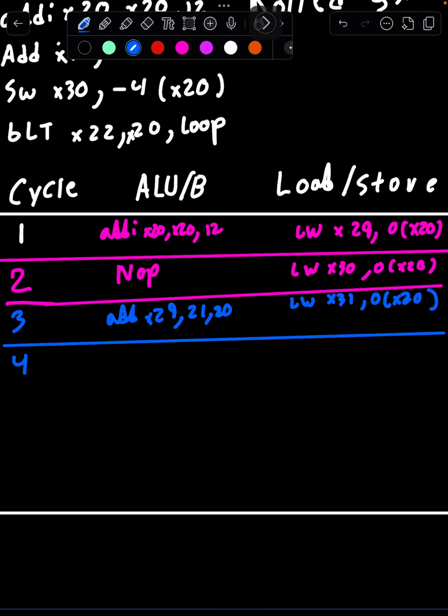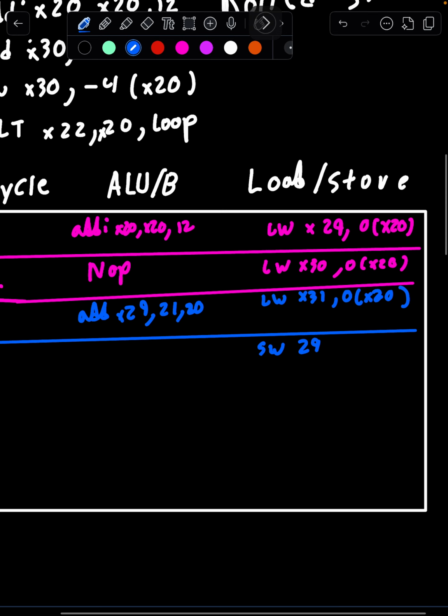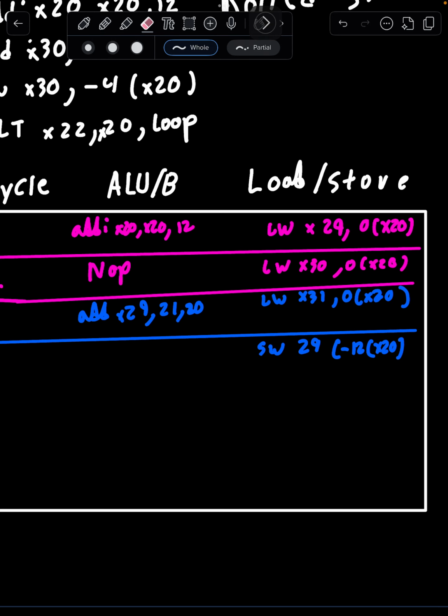Do we have a load word? No, but we have a store word that we're going to do. Which one are we going to store? We're going to store x29, because we are able to do that in the next cycle with only forwarding. In our store word, we're going to do basically the opposite of what we did up there, which is we're going to put -12, like so. And that's going to be our store word. And then we can do our next addition instruction.